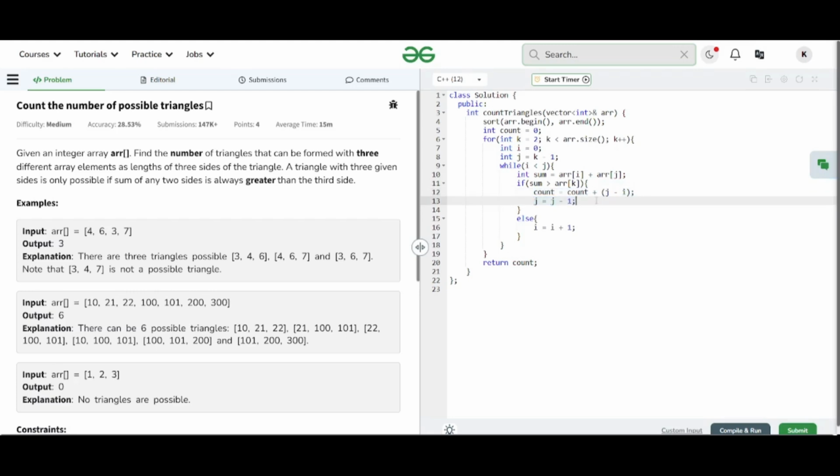And I am decrementing j to restart the algorithm of i and j with a new value of j and find out how many new triangles are possible, with i, j minus 1, k, i, j minus 2, k, and so on. I'm basically decreasing arr of i plus arr of j and seeing how many decreased sums are greater than k. And if the sum is less than k, then I'm incrementing the value of i to increase the sum and find out whether the increased sum is greater than k or not. And at the end, I'm returning count.